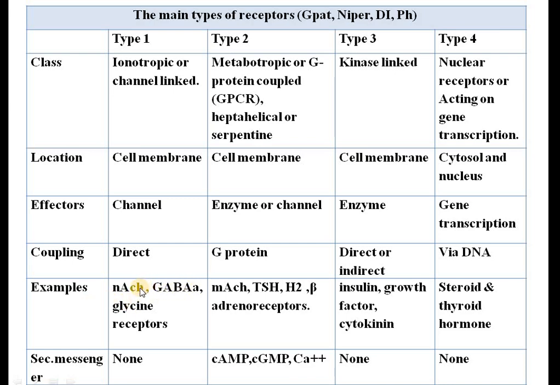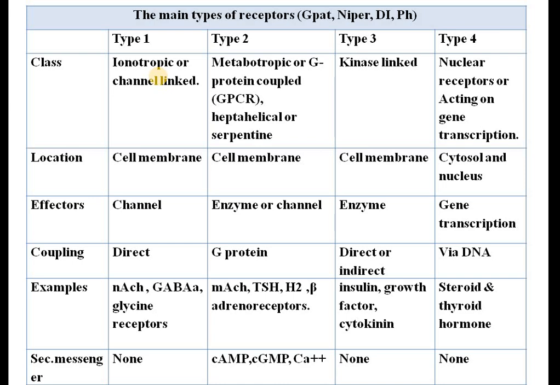nicotinic particularly. There are 2 types of receptor for acetylcholine, muscarinic receptor and nicotinic. So muscarinic receptors are the G-protein coupled receptor. Nicotinic receptors are the ion channel receptor. In this case, there is no secondary messenger. But remember one thing: these ion channels will act in a millisecond, fraction of millisecond. So they are the fastest acting receptors. They are the fastest responding receptors. So these ion channels will respond in a millisecond.